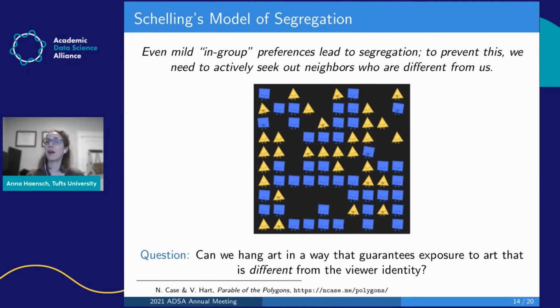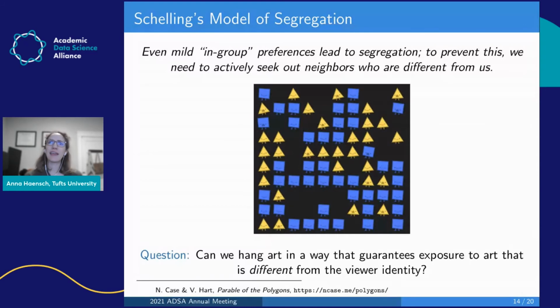What Schelling showed was that even mild in-group preferences would lead to segregation. So this is shown really beautifully in a playable blog post called Parable of the Polygons that was written by Nikki Case and Vi Hart a few years ago. And what this demonstrates is that people, or shapes in this case, that have a preference for shapes or people who are different from them tend to have more integrated neighborhoods.